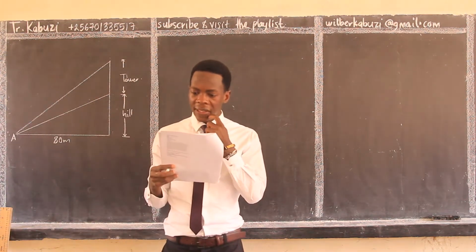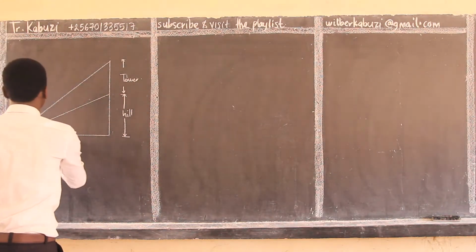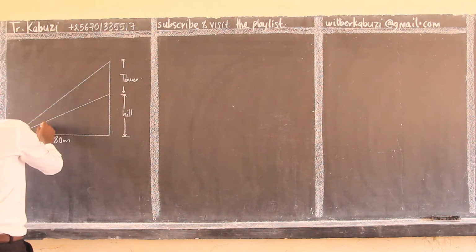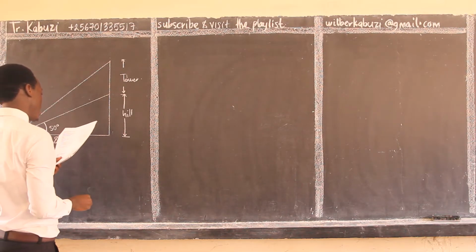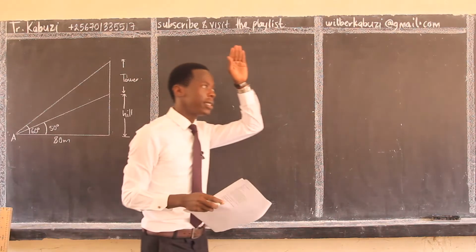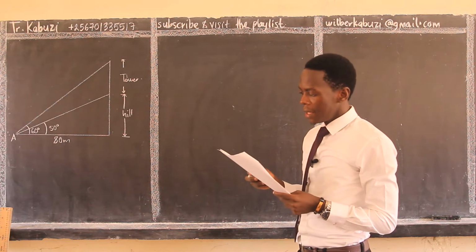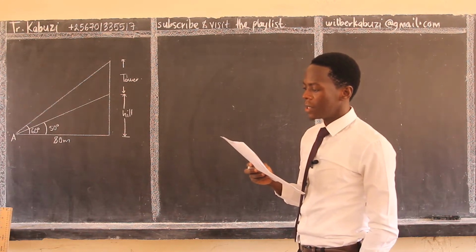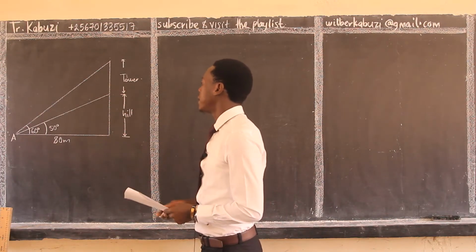Okay, they are saying the angle of elevation from point A to the top of the hill is going to be 50 degrees, and the angle of elevation to the top of the tower is 60 degrees. So when you look at the top of the tower, you get 60 degrees. For safety purposes, the height of the tower should not exceed 50 meters. So this height here should not exceed 50 meters.